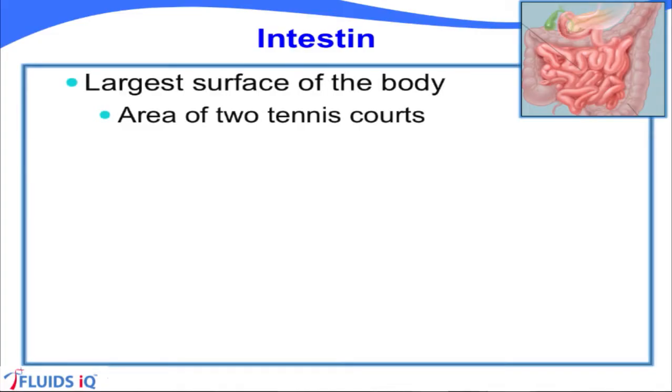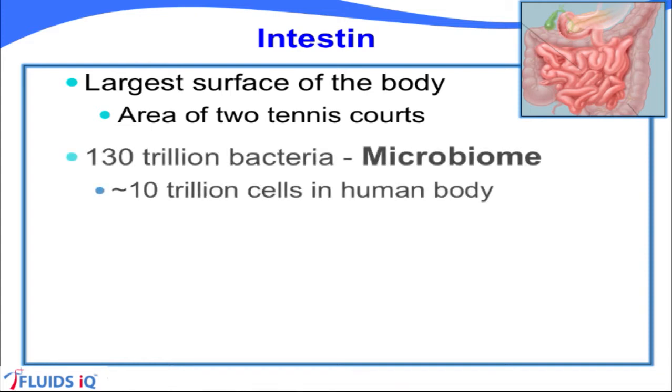Now, what about the intestine? Well, we know that it is the largest surface of the body. In fact, it is estimated that it takes up an area of about 2 tennis courts. That's quite large. And within the lumen of the gut is a microbiome, about 130 trillion bacteria. To give one an understanding of what that means relatively, we have about 10 trillion cells in our human body. So this is 13 times as many bacteria as we have human cells in the body.